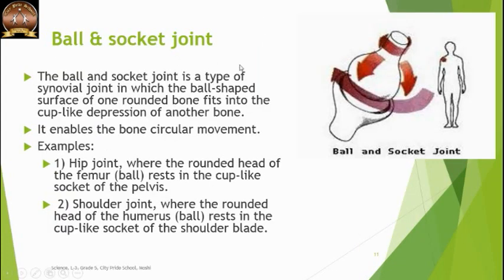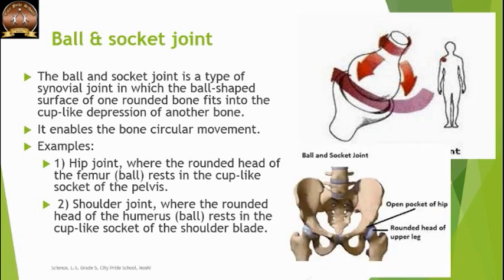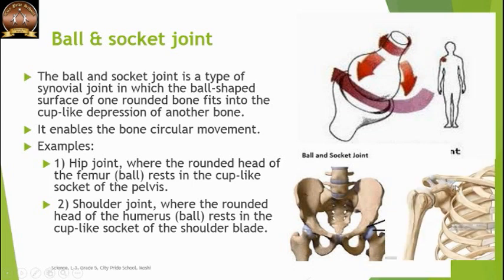The ball and socket joint. The ball and socket joint is a type of synovial joint in which the ball-shaped surface of one rounded bone fits into the cup-like depression of another bone. It enables the bone's circular movement in any direction. Ball and socket joints are found in 4 places of the body. The hip joint, where the femur is joined to the pelvic girdle, as well as the shoulder joints, where the humerus is joined to the shoulder blades.